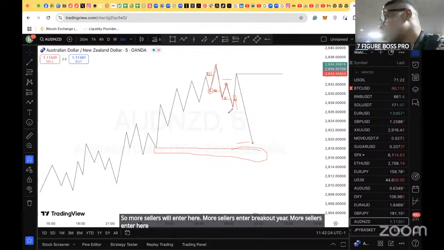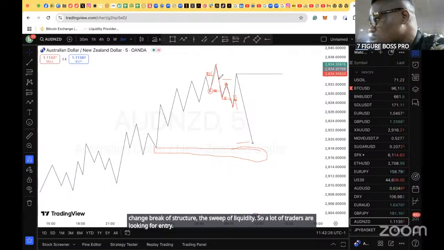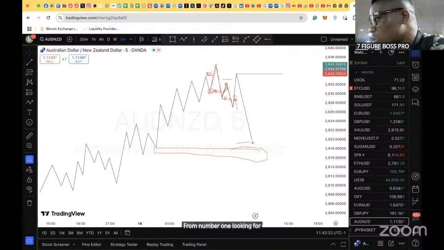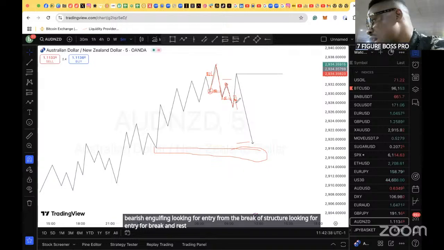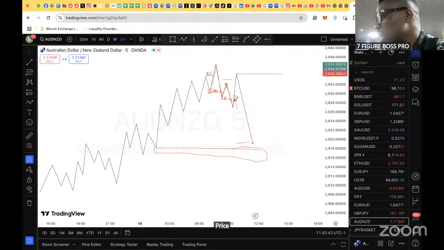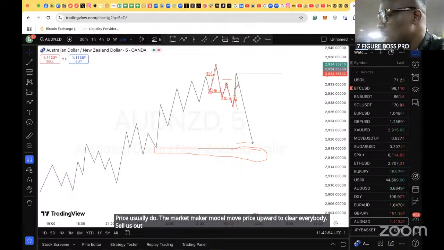So a lot of traders have entered this inducement because there is a change, break of structure, there is sweep of liquidity. So a lot of traders are looking for entry from number 1, looking for entry from breakout block, looking for entry from the bearish engulfing, looking for entry from the break of structure. So a lot of traders are trapped here. What will price usually do? The market maker model will move price upward to clear everybody, sellers out, sellers out, sellers out. All these sellers are taken out.